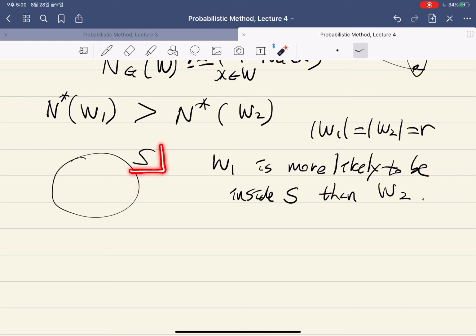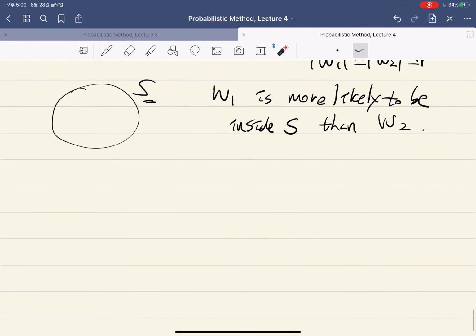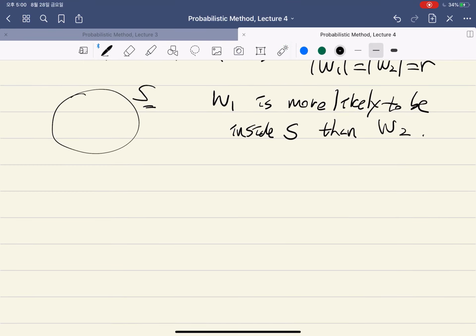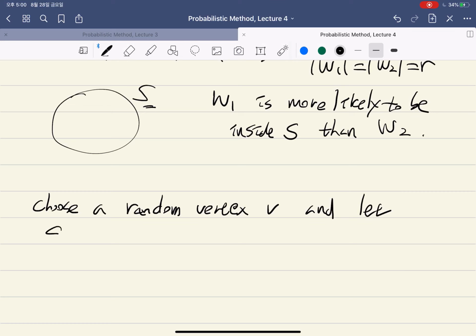But how can we randomly choose this set so that W1 is more likely to be included than W2? One of the ways is that you choose a random vertex V and let this S be the neighborhood of V. So you take a vertex at random and then you consider its neighborhood.